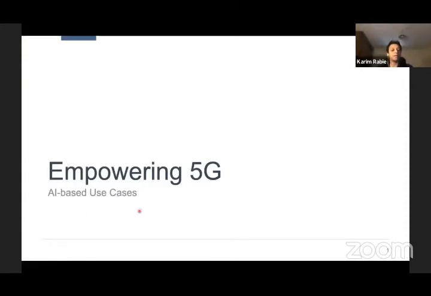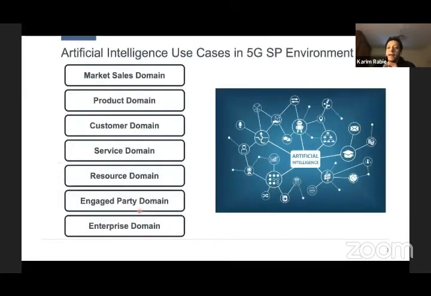Okay. So I have 10 minutes to talk about the use cases enabled by artificial intelligence in the 5G ecosystem. That's why I'm starting with something that the community needs to acknowledge, that any service provider has multiple domains, what we call the information domains. This is coming from the model. So there are different domains in the service provider providing the 5G service at the end. There's the sales domain, the market domain, product domain, customer service, resources, engaged party, and enterprise domain.